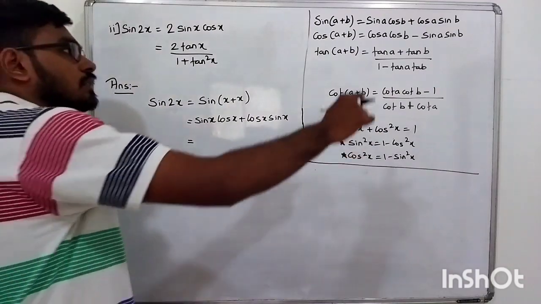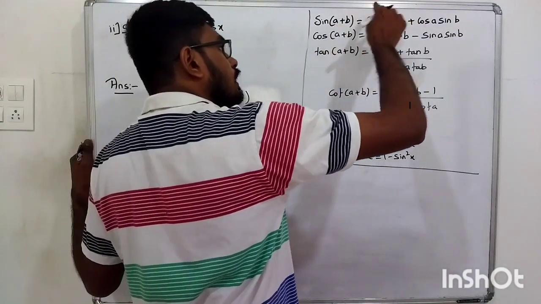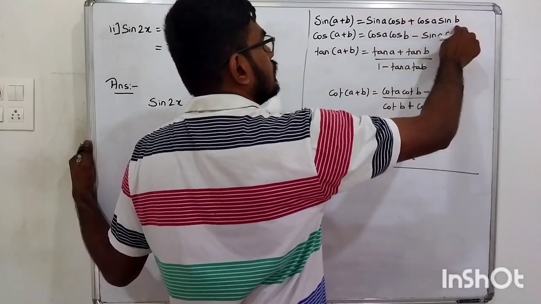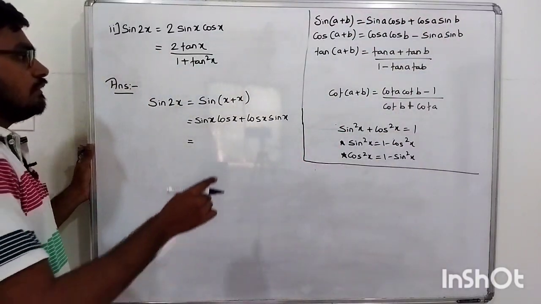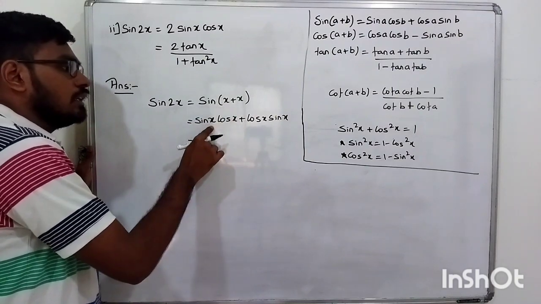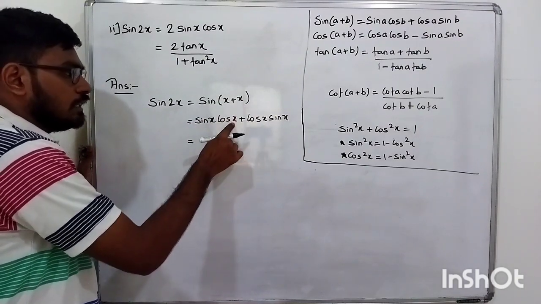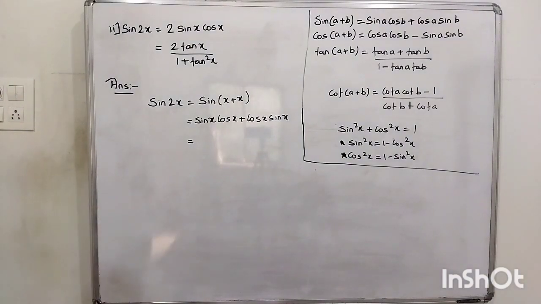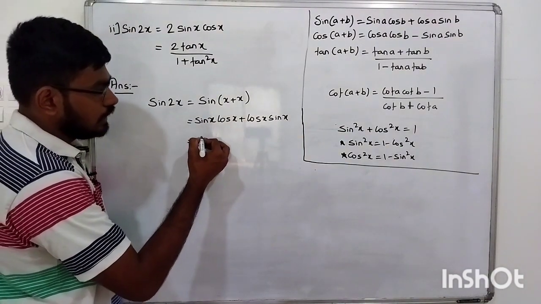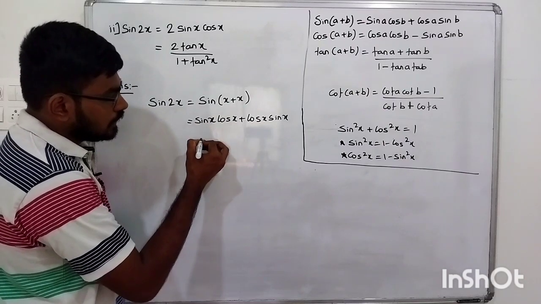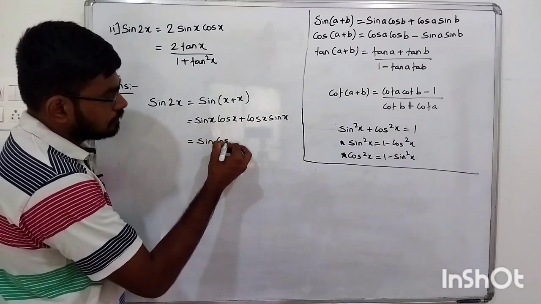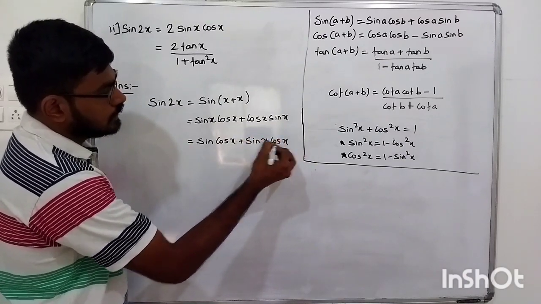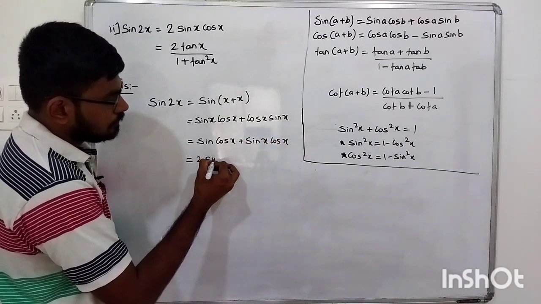See, letters are not important. Whatever letter we have here, we write here and here. Same way, whatever letter we have here, x I am writing here and here, and this x I am writing here and here. So that way you have to see. So we have sin x cos x 2 times, so this becomes 2 sin x cos x.